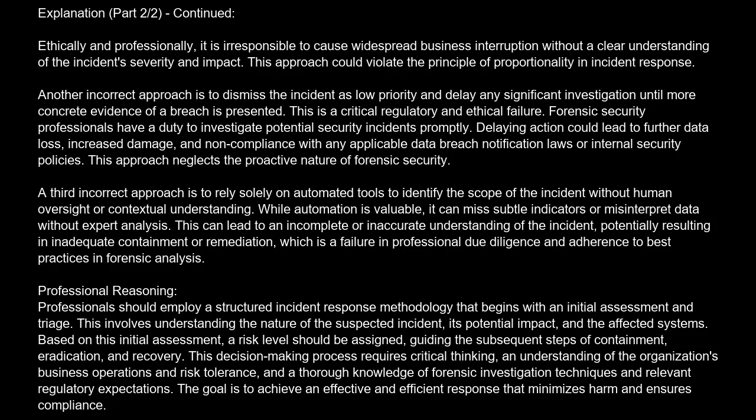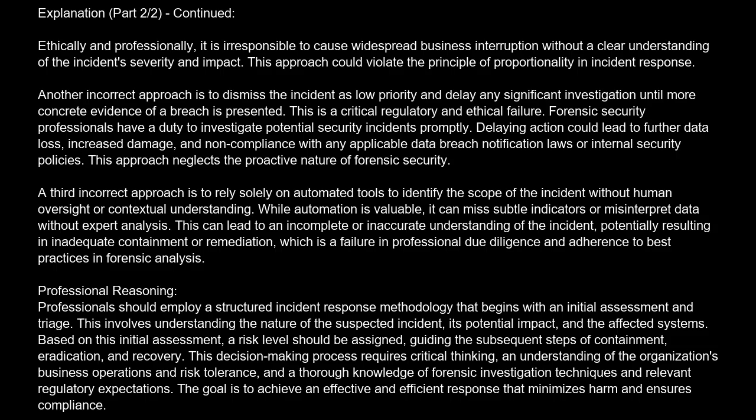Another incorrect approach is to dismiss the incident as low priority and delay any significant investigation until more concrete evidence of a breach is presented. This is a critical regulatory and ethical failure. Forensic security professionals have a duty to investigate potential security incidents promptly. Delaying action could lead to further data loss, increased damage, and noncompliance with any applicable data breach notification laws or internal security policies. This approach neglects the proactive nature of forensic security.